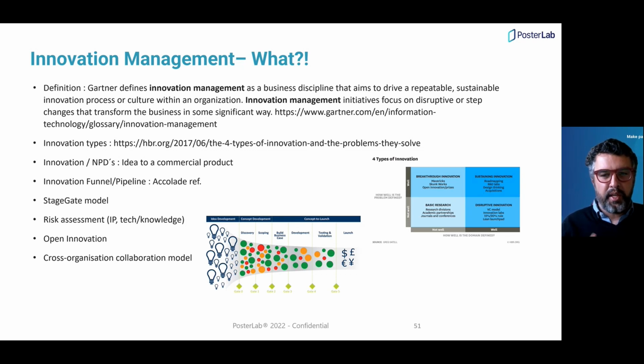Innovation NPD. Sometimes you may hear about NPDs, new product development. What it means is a new product, basically an idea that we bring to the market.